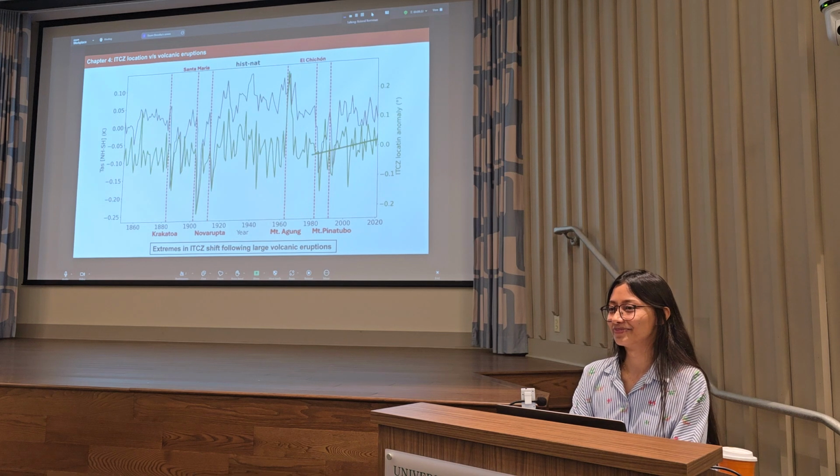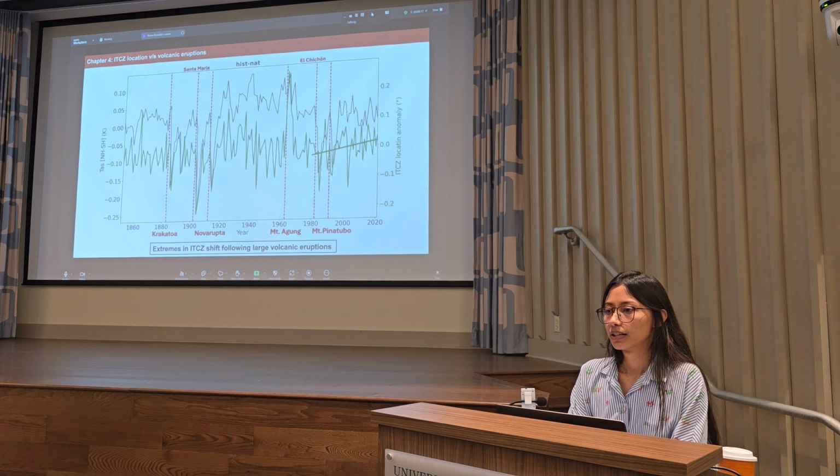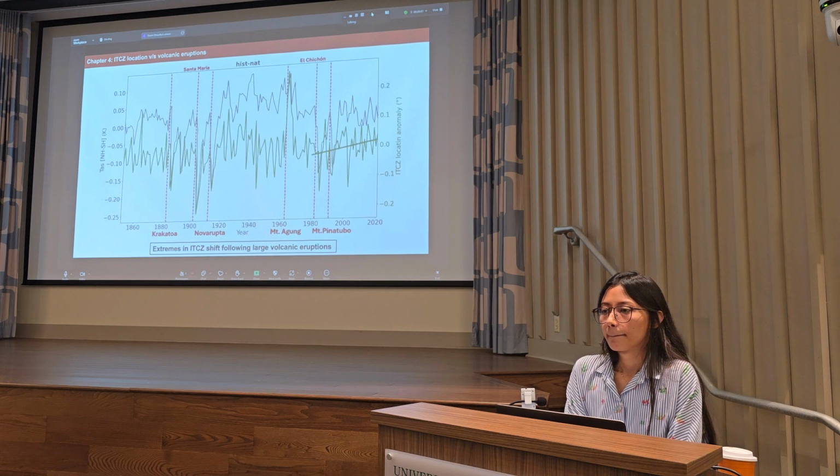I just had a follow-up question to that because I've never heard of Nova Rupture before. So I'm guessing it's a weaker volcano compared to Krakatoa or Pinatubo. And so, are you saying that, how do I want to say this, the further away it is from the equator, you can still get a shift in the ITCZ with a weak eruption just because the aerosol will be more asymmetrically distributed?